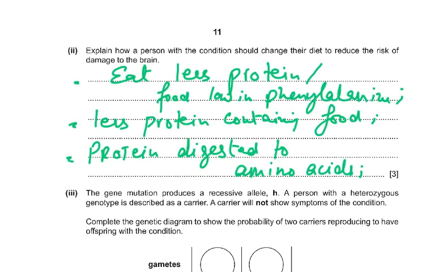So eat less protein, or you can find out the foods which are high in phenylalanine, so you have less of these. Mostly it's dairy products, less protein containing food. And the reason is proteins are digested and broken down to amino acids. So we don't want that to be happening, because phenylalanine is the one which is the culprit. So reduce the risk of damage to the brain.